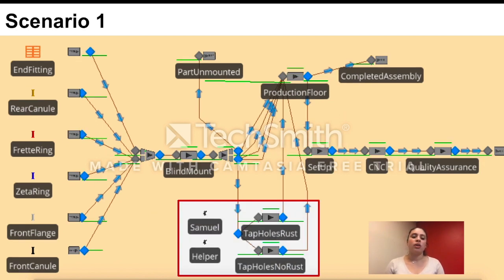For our scenario 1, we noticed that the work in progress, the front flange, was spending most of its time tapping the holes. So whenever they have to tap the holes, they have 2 options. The part is either rusted or has no rust, which definitely impacts the time that it takes to process. So then we decided to allocate a resource. We have a helper that helps the main operator with tapping the holes.